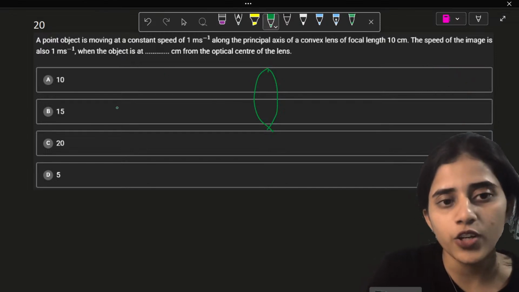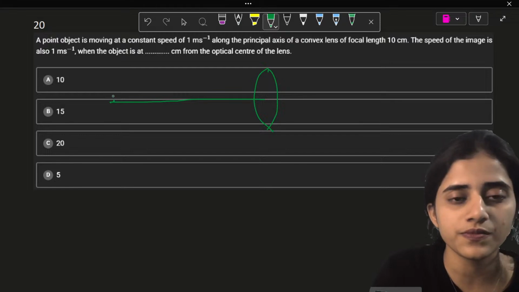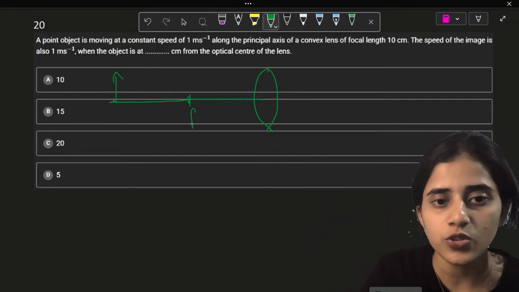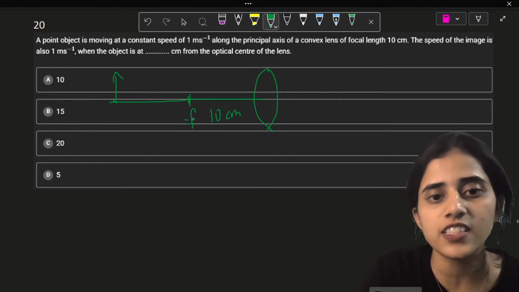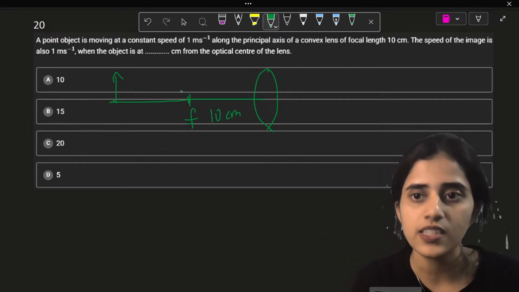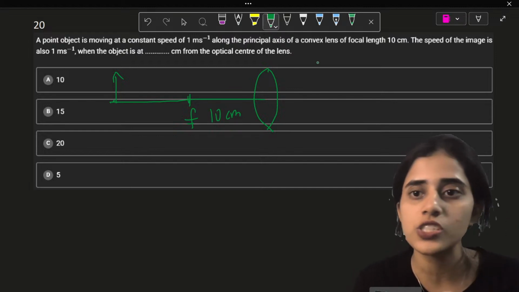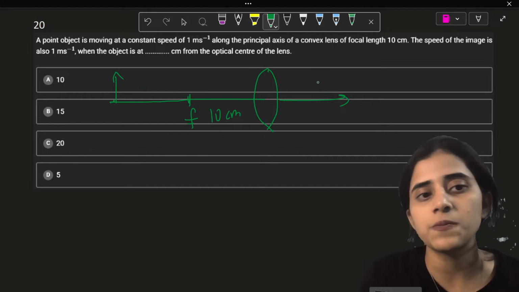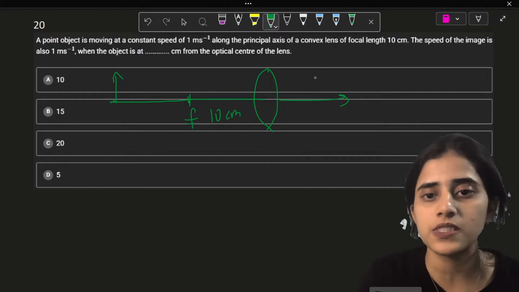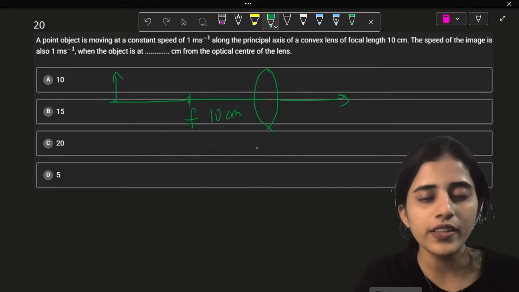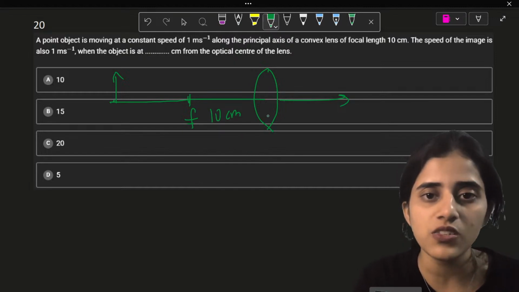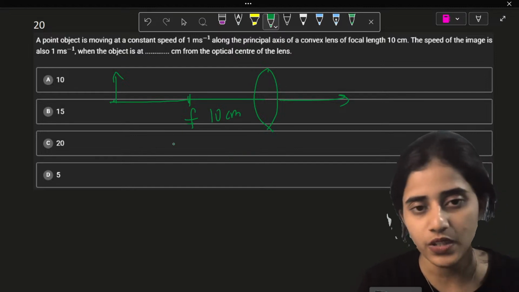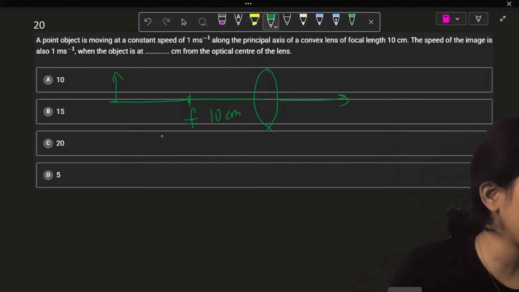So a point object is moving towards a convex lens of focal length. So here F is 10 centimeters. Focal length is 10 centimeters. The speed of the image is also 1 meters per second. So the speed of the image is also 1 meters per second, when the object is a dash centimeter from the optical center. So we have to find out where the object is going to be. Alright. So let's write down the things that are given to us first.